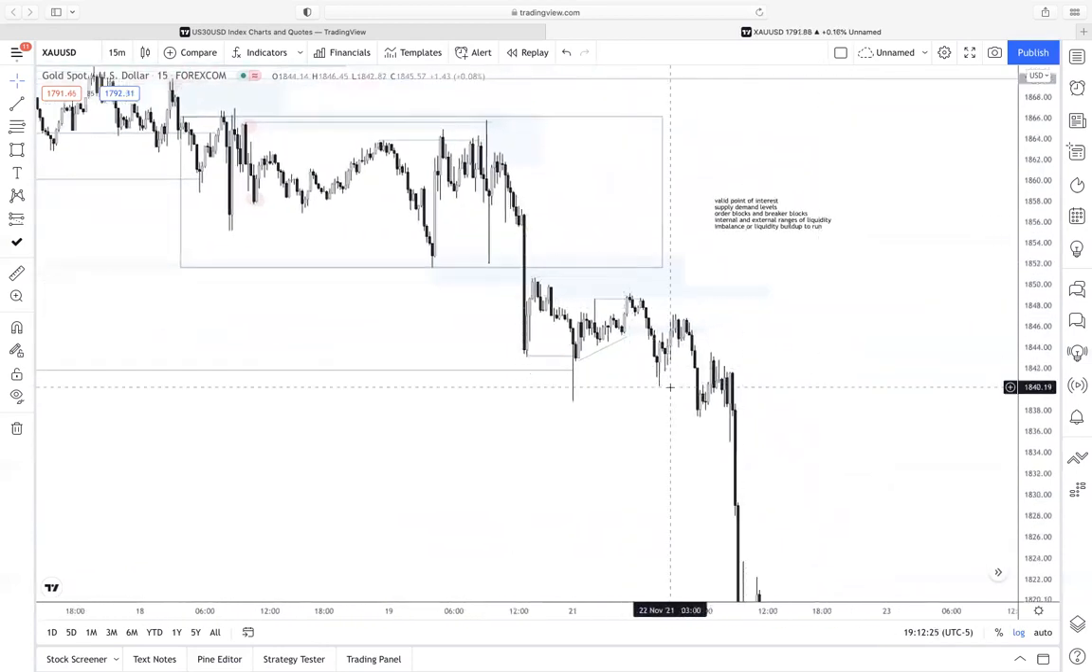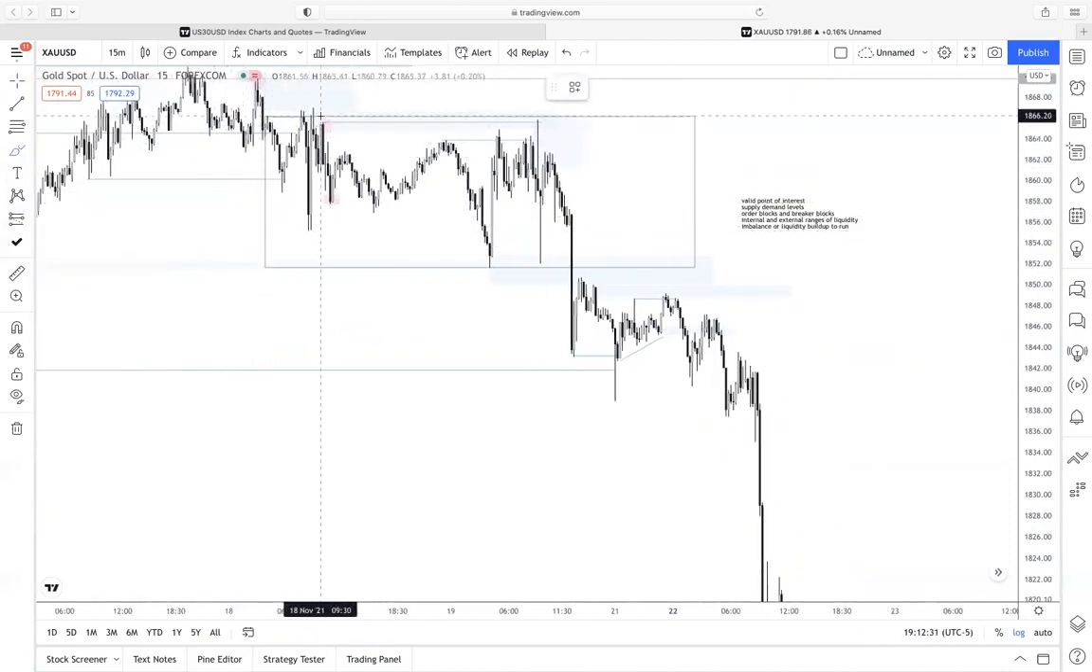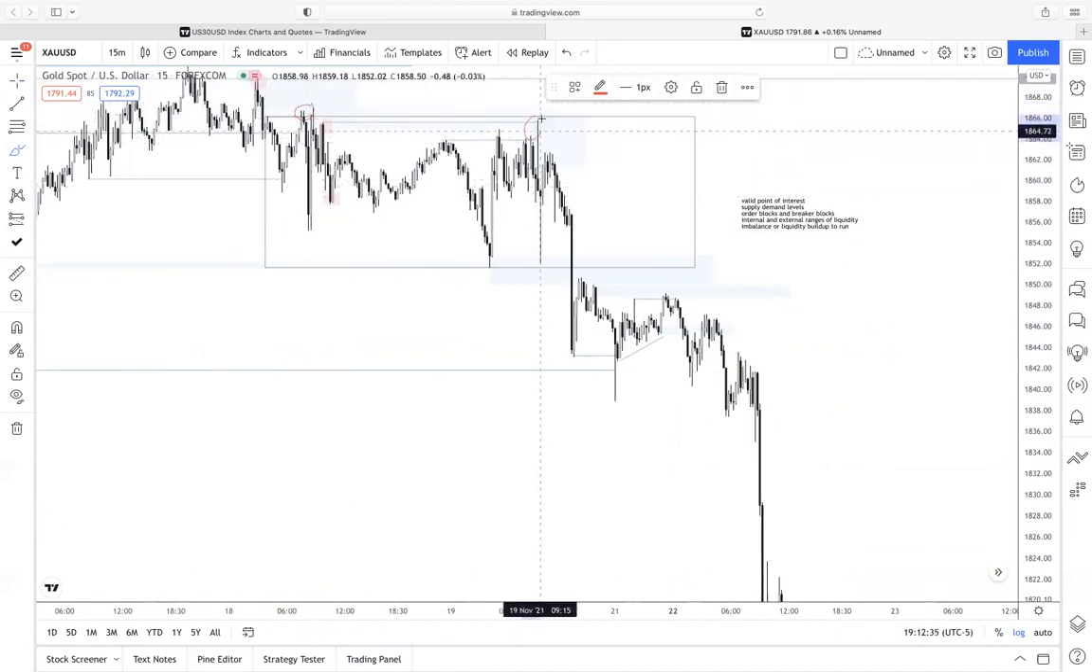So now what do we see? Clean entries all across the board. And this is how we get tight stops and tight R's. So we have our first entry there, second entry there, our third entry, our fourth entry, and even our fifth entry.